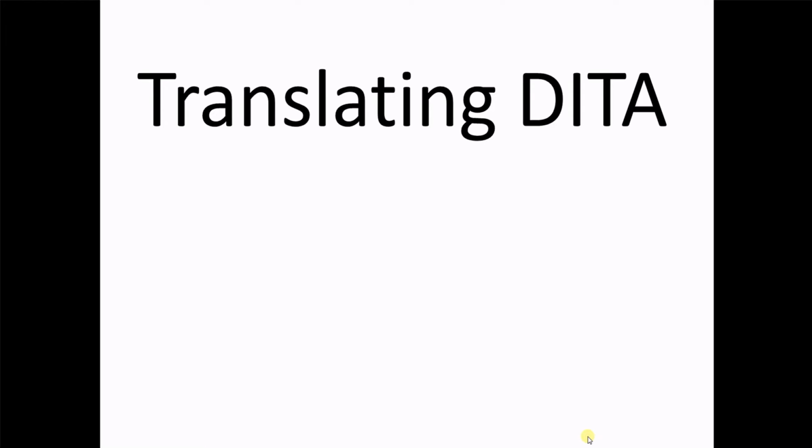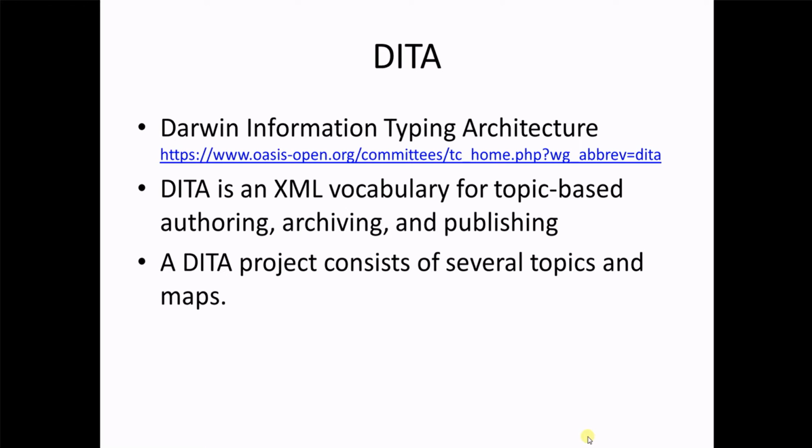Now let's talk about translating DITA. This is the next thing that we had in our applied XLIFF syllabus for today. DITA is the Darwin Information Typing Architecture, and its open standard is there at that URL. DITA is an XML vocabulary for topic-based authoring, archiving, and publishing. A DITA project consists of several topics and maps. So I'm going to give a little overview of what DITA is so that you get an understanding for the challenges with translating DITA, and then why the prescribed best practice is a best practice.